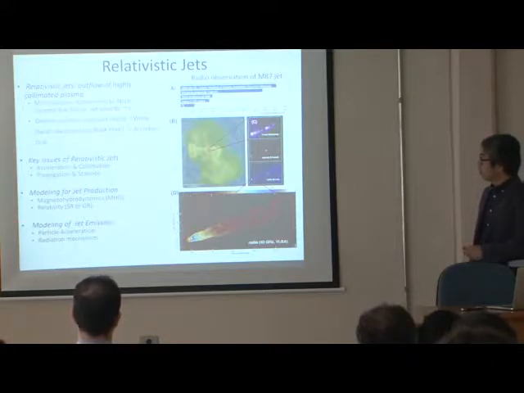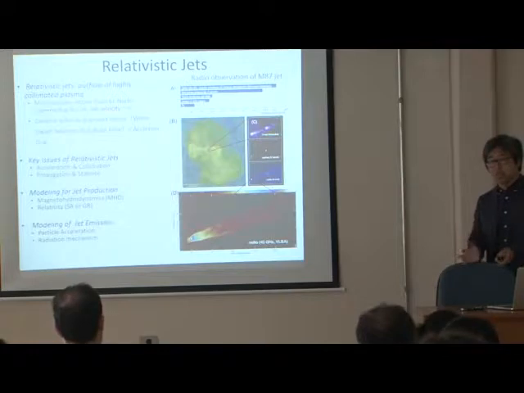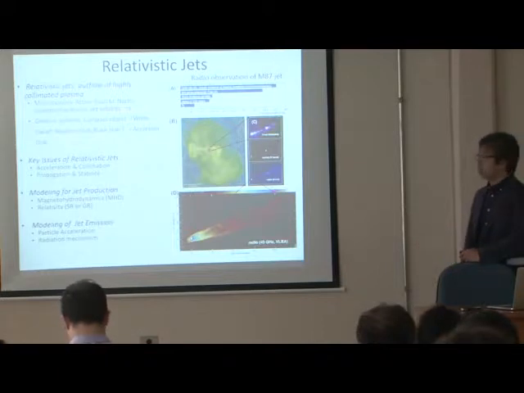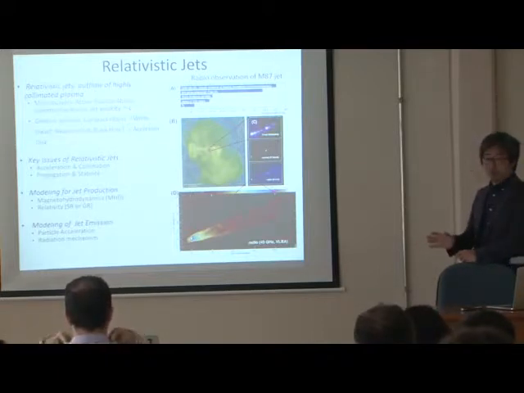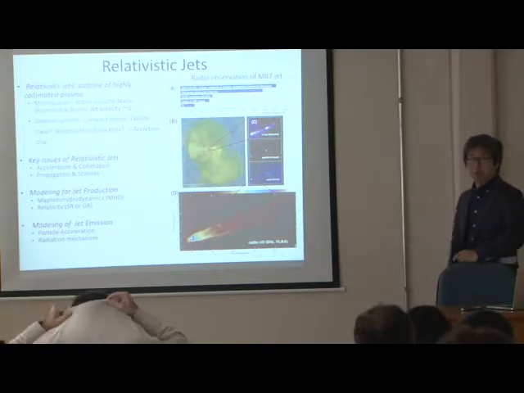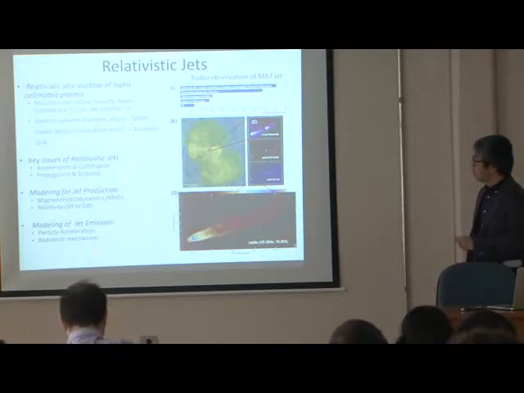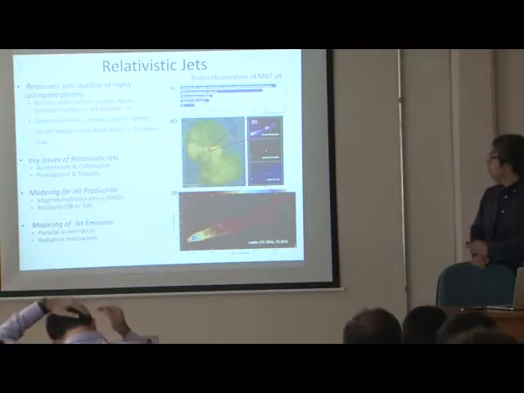Then we also think about the relativity. If you think about near the horizon region, we think about general relativity. And if you think a little bit further from the horizon region, we can think about special relativity. And then we also observe the emission, so we need some modeling for the emission also. This needs the particle acceleration mechanism and also the radiation mechanism. Both are needed to understand the relativistic jet.